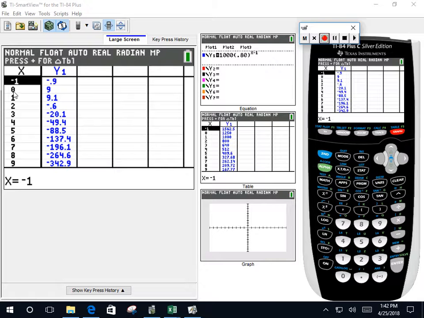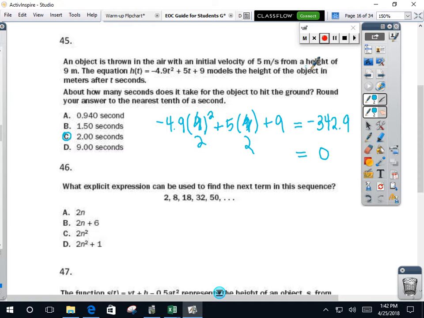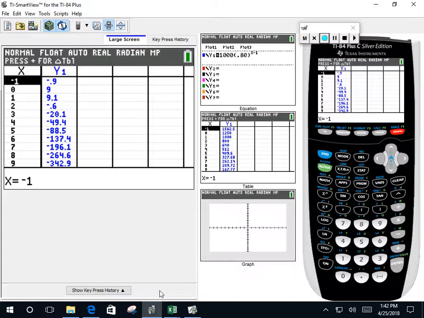Okay, at 0 seconds, that's before it's left the ground though. Because remember, they said in the word problem that it's from a height of 9 meters to begin with. Okay, so whoever's throwing it is already 9 meters in the air, like on top of something. That's why the 0 says 9. You're trying to figure out how long it takes before it hits the ground.